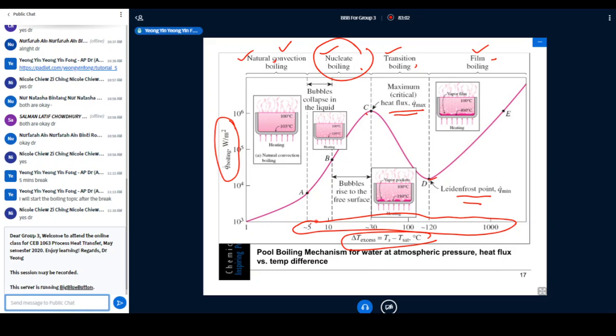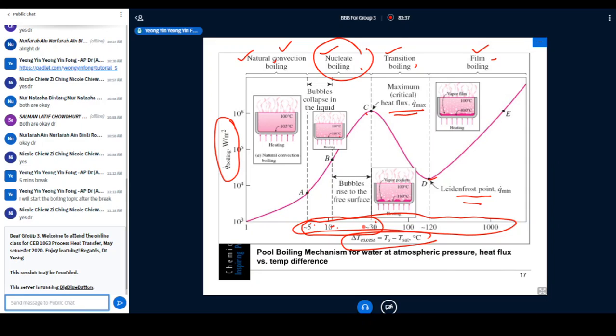So what happened? It has two regions, 5 to 10 and 10 to 30. Don't worry, both are also under nucleate boiling. Just the bubble is not the same. From 5 to 10, the bubbles collapse in the liquid. And from 10 to 30, the bubbles rise to the free surface. So that's the only difference, the motion of the bubble.